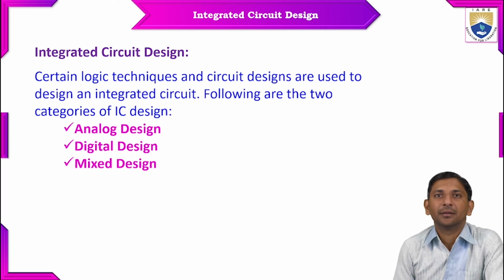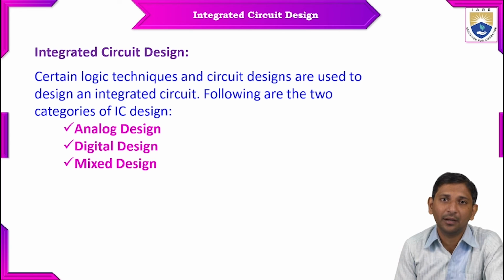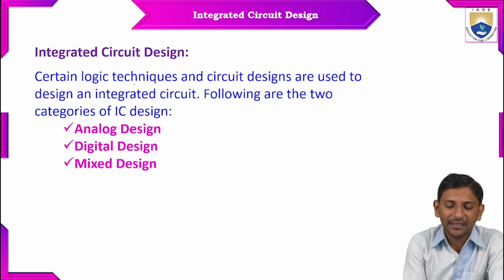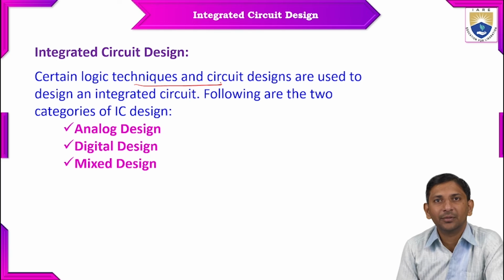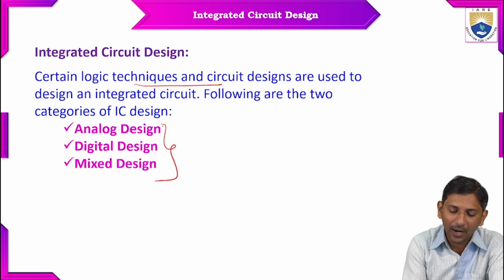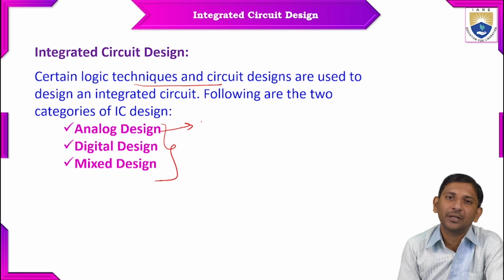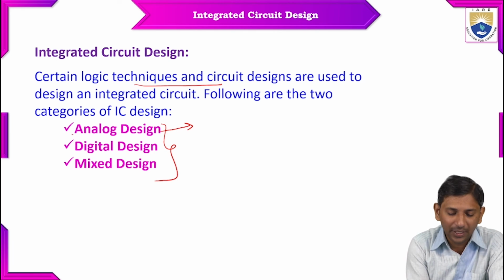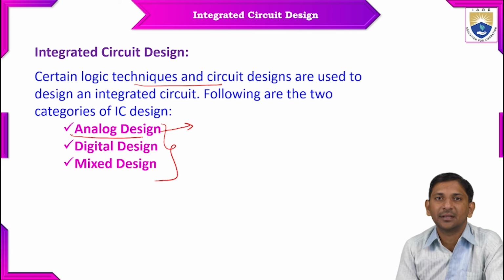And next, integrated circuit design. How are they designed, what types are there, and how are they classified? Certain techniques and circuits are used to design an integrated circuit, which can be classified into three types. If you want to perform an analog or linear operation, for example amplifiers, oscillators, etc., then we use analog circuit design.